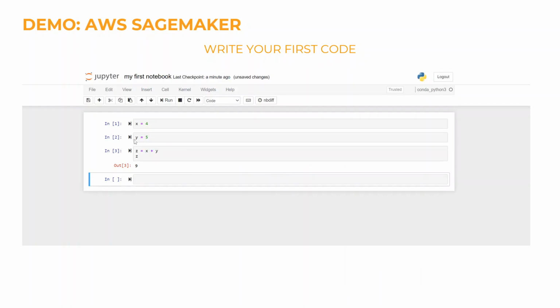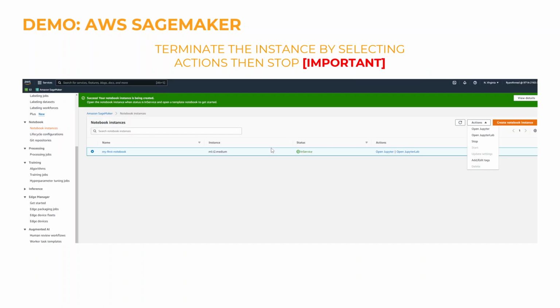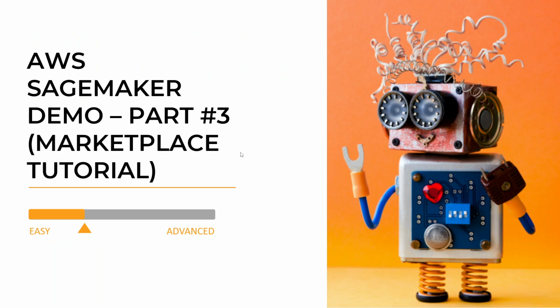So if you recall, we defined a variable X and then a variable Y, and then we were able to perform a basic summation between X and Y. We also explored Jupyter notebook capabilities. And we also learned, which is really important, how to stop our instance here and how to delete our notebook instance.